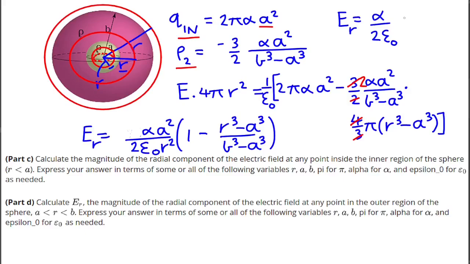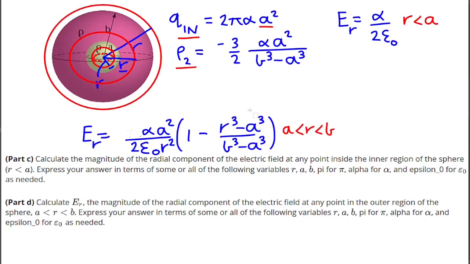So this electric field is for r less than a, and this electric field is where the radius is between a and b. And now let's get rid of this, and let's do a simple check. So if we check the electric field when r is equal to b, then we see this second term becomes 1, and the electric field is 0 as expected.